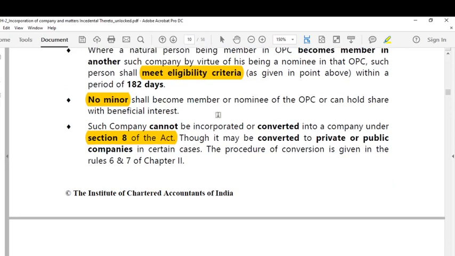And the next is that minors cannot become a member or nominee of the OPC, and they also cannot hold shares with beneficial interest. Only a major can be a nominee of OPC or a member of OPC or can hold the shares with beneficial interest.